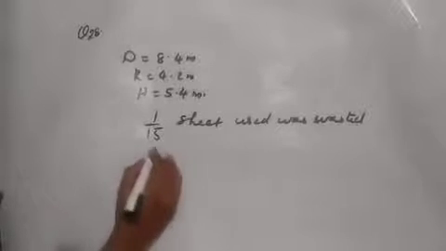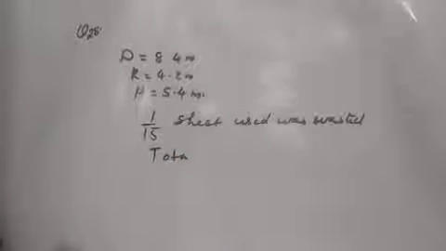What is the area of the sheet required? Yes, we have to find the total surface area of the cylinder plus that 1 by 15th of the total surface area that was wasted while making the cylinder. So let us calculate the total surface area of the sheet first. Total surface area.